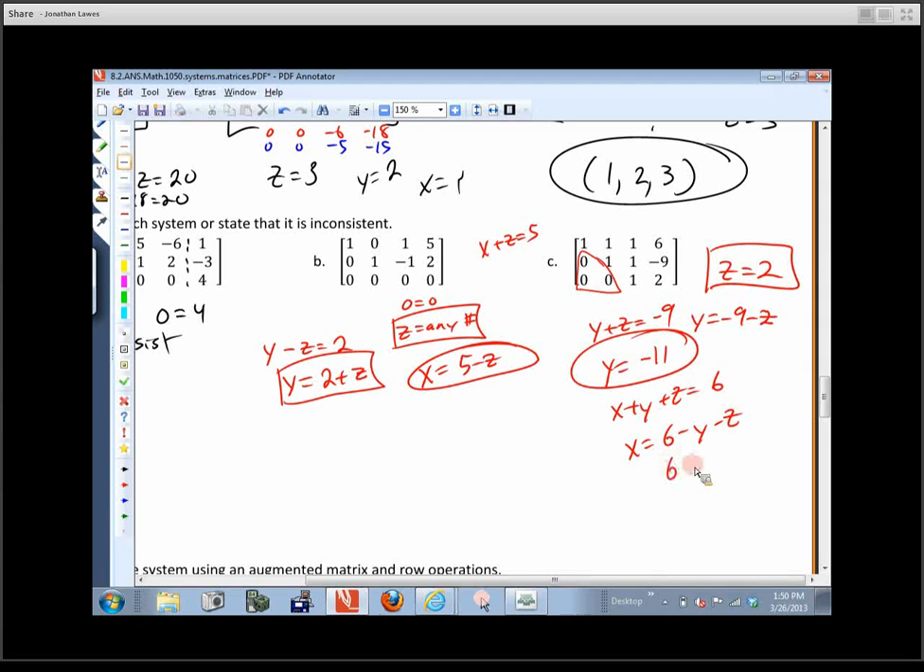And can you tell me what y is? So that's going to be plus 11. And what's z? Minus 2. So that's going to be 17 minus 2. So x is 15. Okay? So there are the three answers.